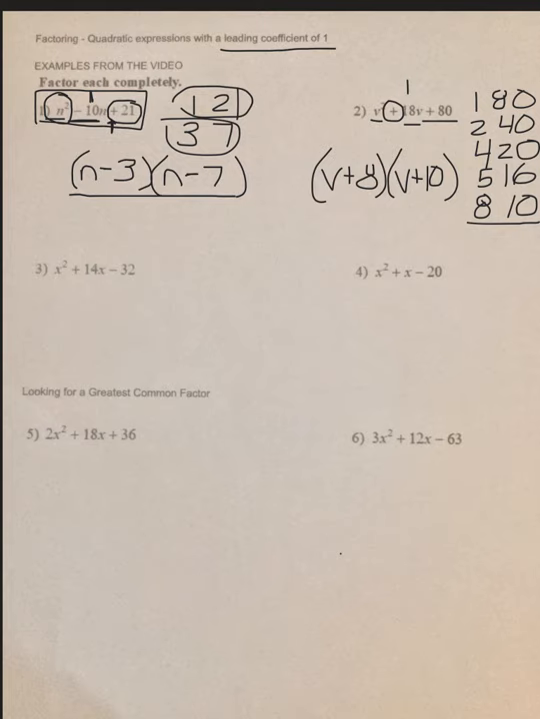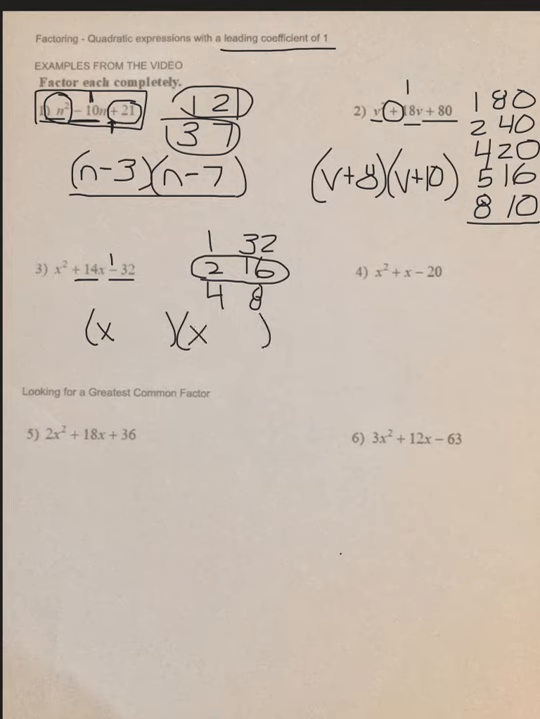That is if we have the back number being positive. If the back number is negative, I start off the same way. 1 and 32, 2 and 16, 4 and 8. But now I'm thinking subtraction because of that minus sign. I'm asking myself, which of these two numbers is 14 apart? Which two are 14 apart? And in this case, it's the 2 and the 16.